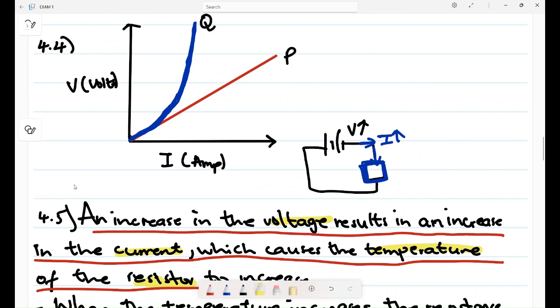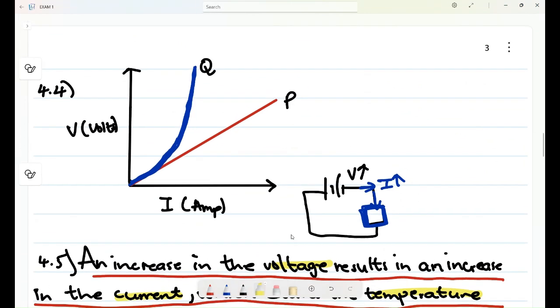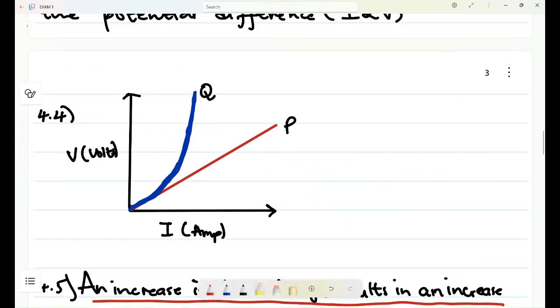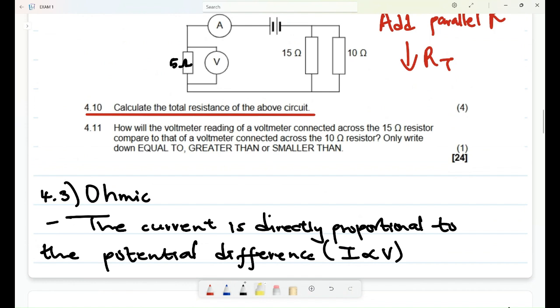So I wanted to do this practical question so that you understand that all the things that I've been explaining about Ohm's laws are not false. I wasn't adding them up, right? Yes. It is very important that we also do an experiment question. Now the last question says, how will the voltmeter reading of a voltmeter connected across the 15 ohm resistor compare to that of the voltmeter connected across the 10 ohm?